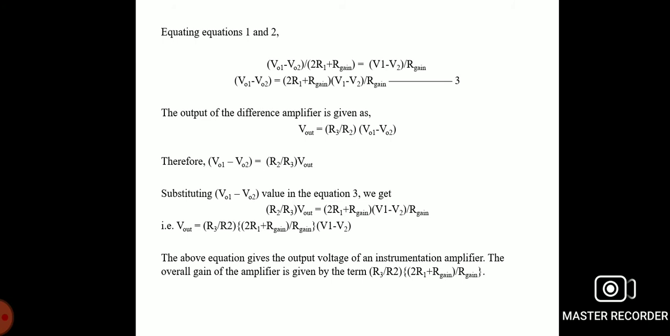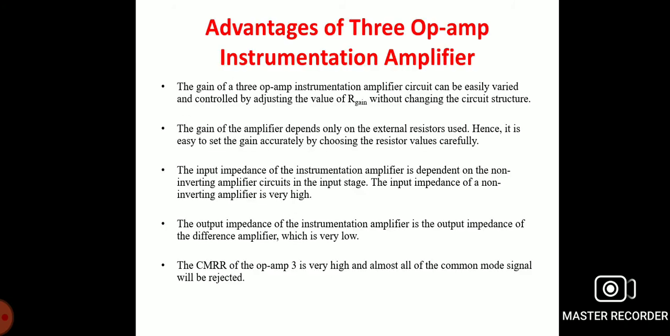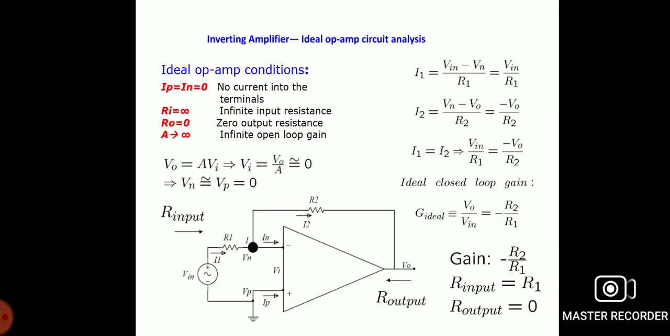Now what about the inverting amplifier ideal amplifier circuit analysis? Now we can see the ideal operational amplifier conditions. IP equal to IN equal to 0, there is no current in the terminal and the input resistance is infinity, the infinite input resistance. So R0 is 0, the output resistance. A equal to infinity, that is infinite open loop gain.